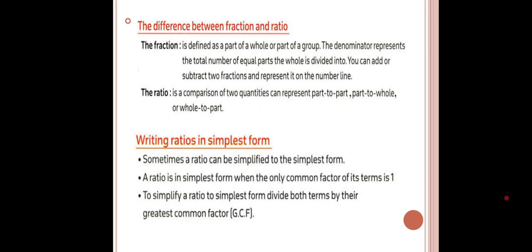Writing the ratio in the simplest form. Sometimes the ratio can be simplified to the simplest form by dividing or multiplying. A ratio is in simplest form when the only common factor of its terms is 1. To simplify a ratio to the simplest form, divide both terms by their greatest common factor, which is the GCF.